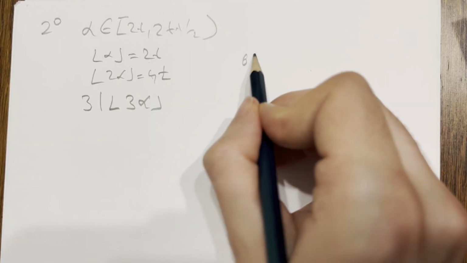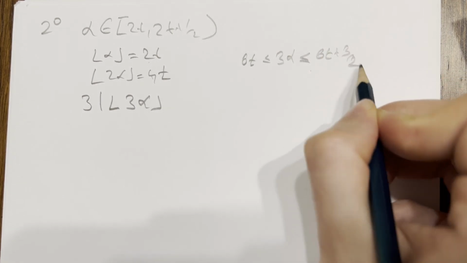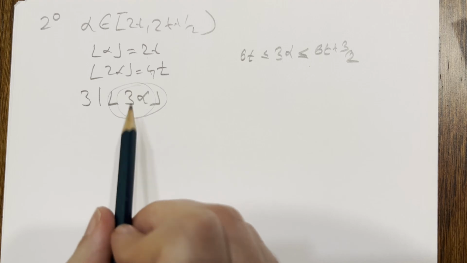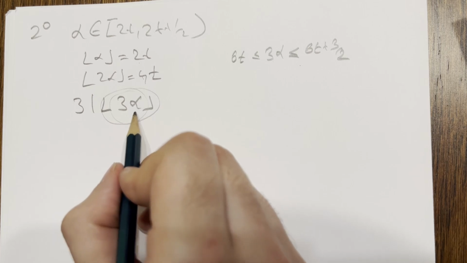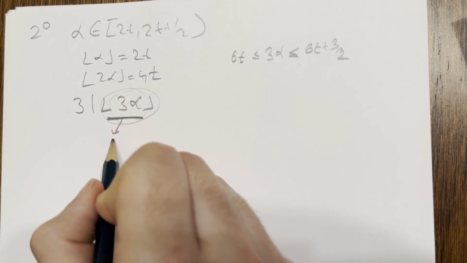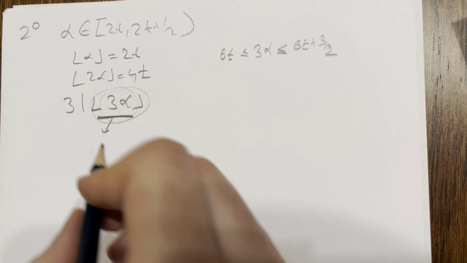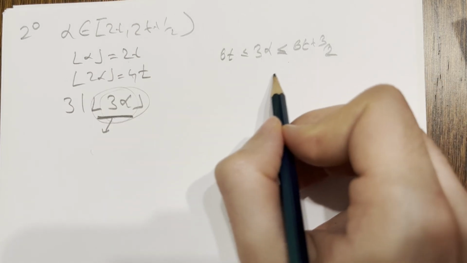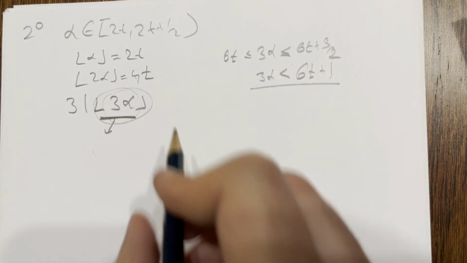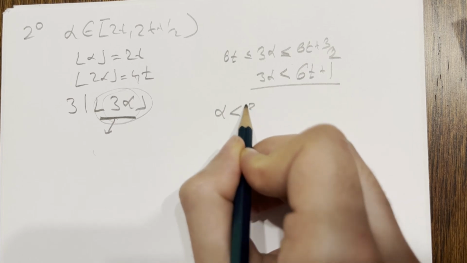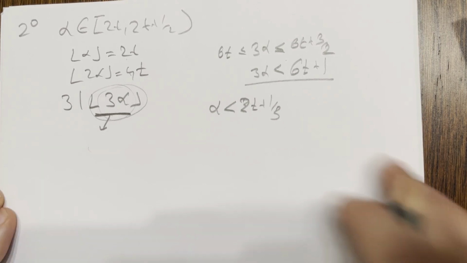Now alpha is between 2t and 2t plus a half, so 3 alpha is between 6t and 6t plus 3 halves. Again, the floor of 3 alpha is either 6t or 6t plus 1. So we must have that this thing over here must be 6t, because it must be divisible by 3; 6t plus 1 isn't divisible by 3. So 3 alpha must be less than 6t plus 1, and so alpha is less than 2t plus a third. Now pause for the next 10 minutes and finish up the problem.